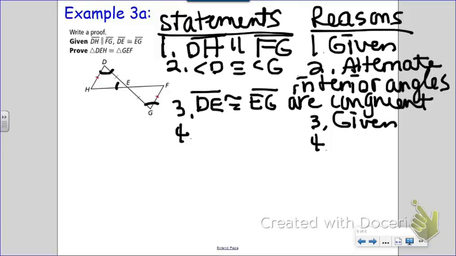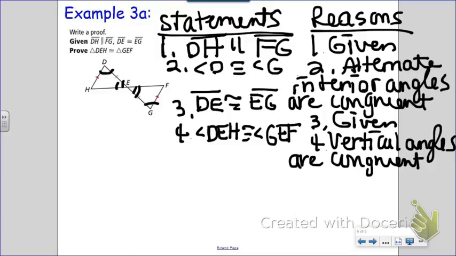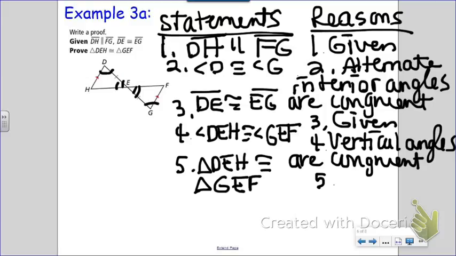We need a third part. We've got vertical angles once again. So angle DEH is congruent to angle GEF, and those are vertical angles congruent. Therefore, my two triangles are congruent. Triangle DEH is congruent to triangle GEF, and this would be angle, side, angle.